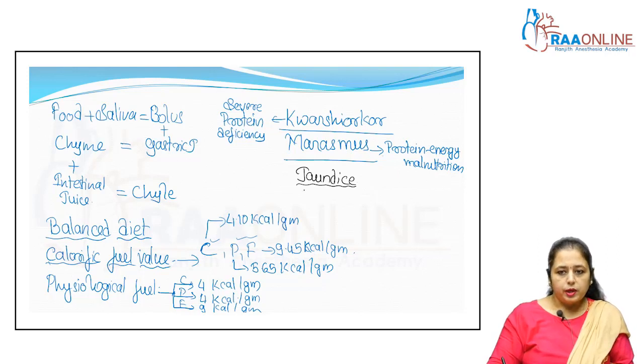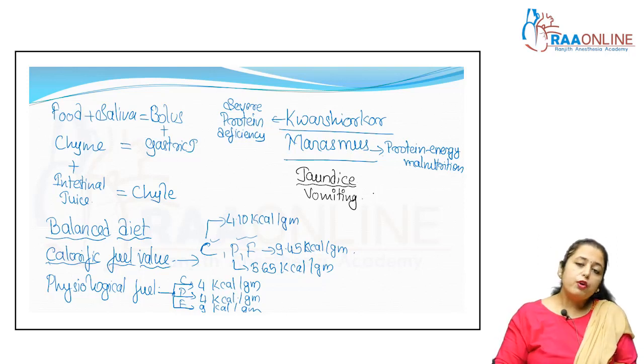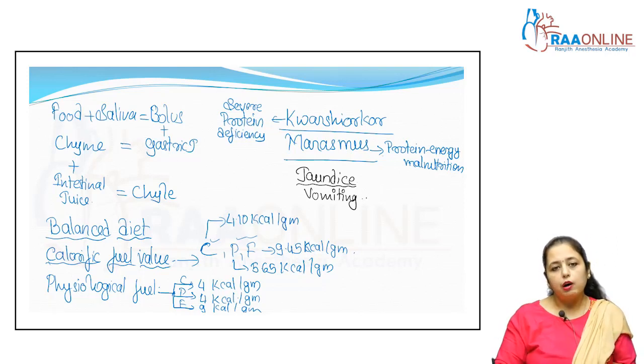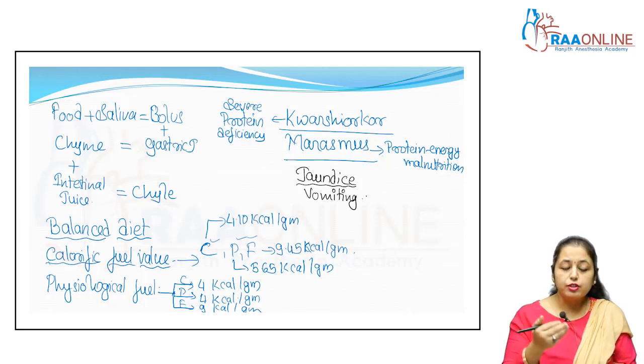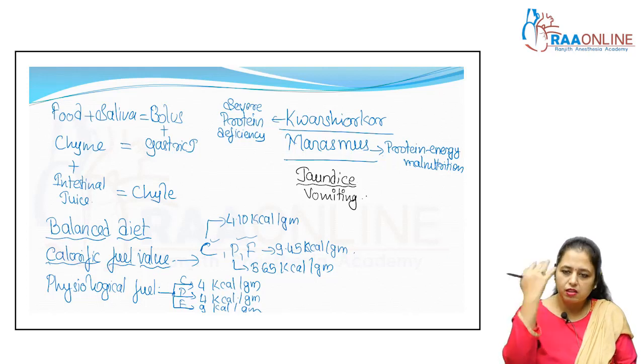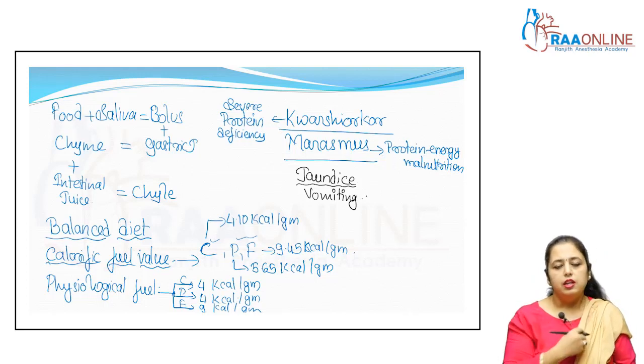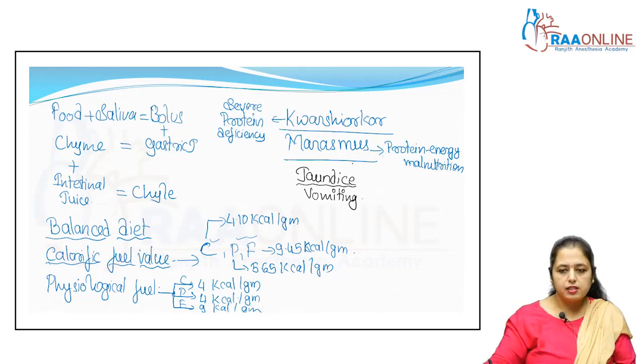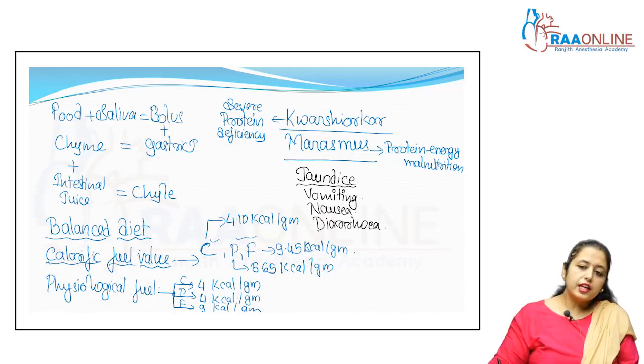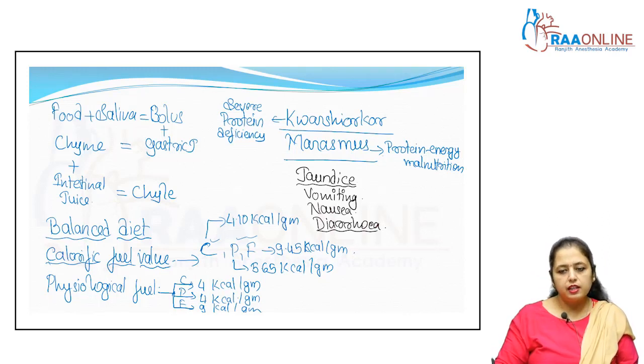The next is vomiting. What is vomiting? It is the ejection of the contents of the stomach through the mouth, completely out, right? Nausea is the sensation or feeling of vomiting, right? Diarrhea is the abnormal frequency of bowel movements. Clear?